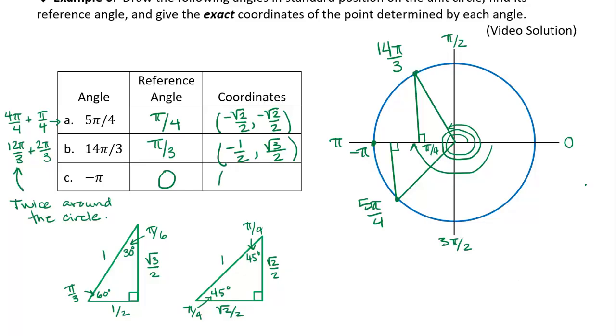And what are the coordinates? Now it's one of the quadrant angles, so I can see that it's going to have the same coordinates as pi, right? So the x is a negative 1 and the y is 0. So those are the coordinates of that angle.